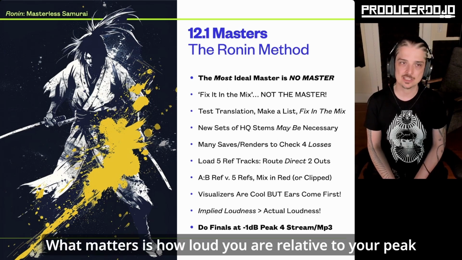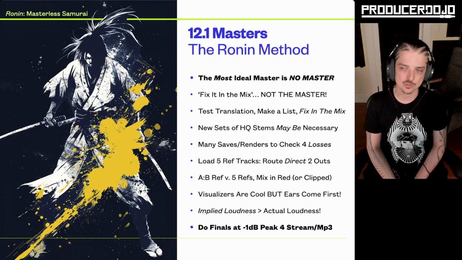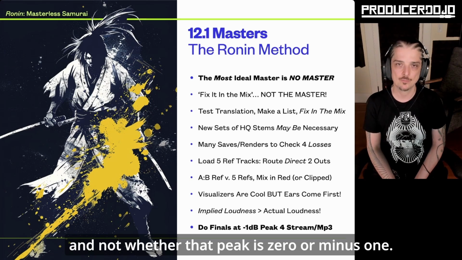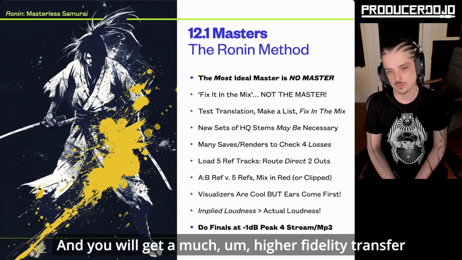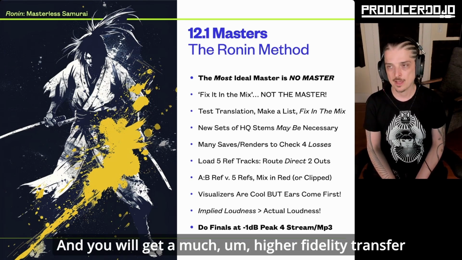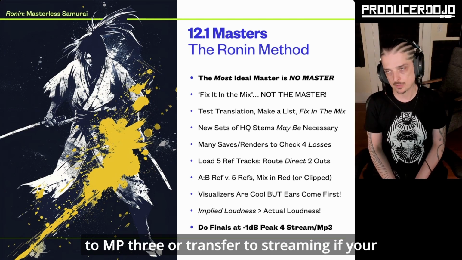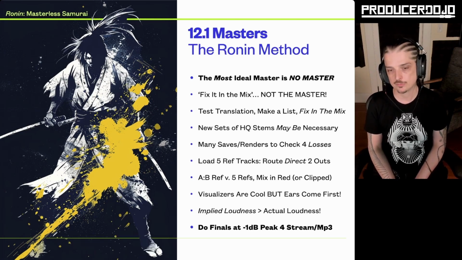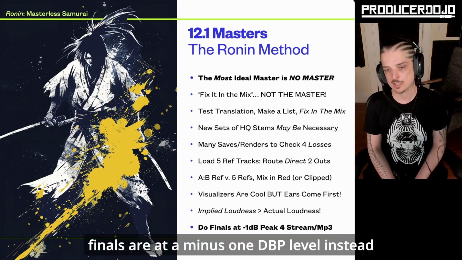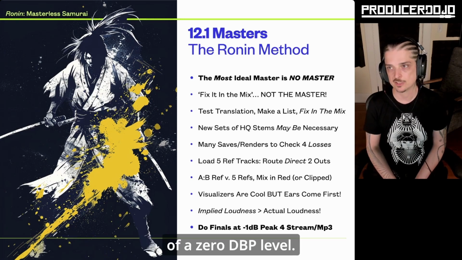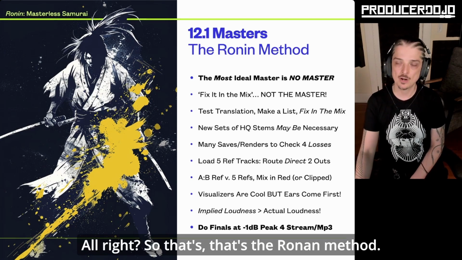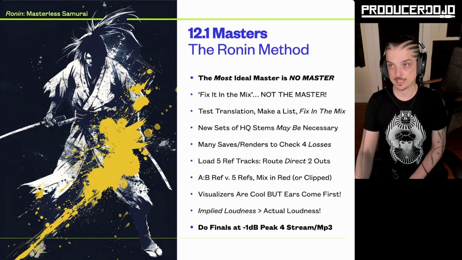What matters is how loud you are relative to your peak, and not whether that peak is 0 or minus 1. And you will get a much higher fidelity transfer to MP3 or transfer to streaming if your finals are at a minus 1 dB peak level instead of a 0 dB peak level. All right, so that's the Ronin method.